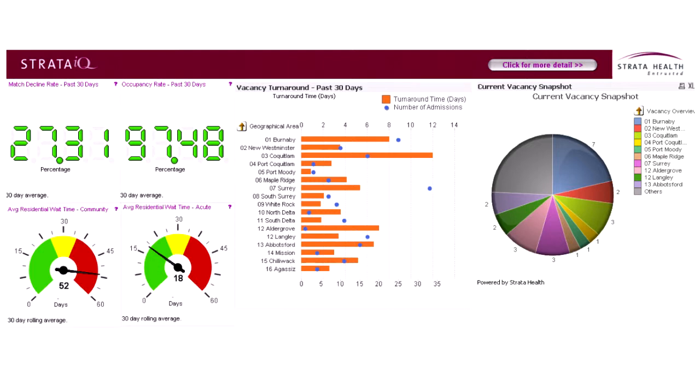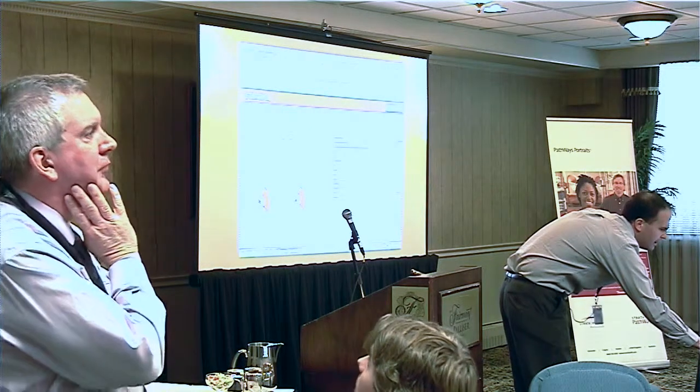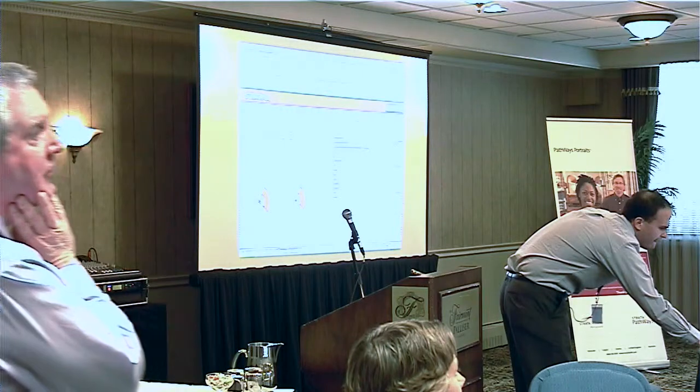Then we get into occupancy rate and vacancy volume, so how full are the facilities. Vacancy turnaround is certainly a big part as well. And then down at the bottom, we've got average wait time. How long are people waiting to get into residential care, whether they're from their home in the community or an acute care setting?